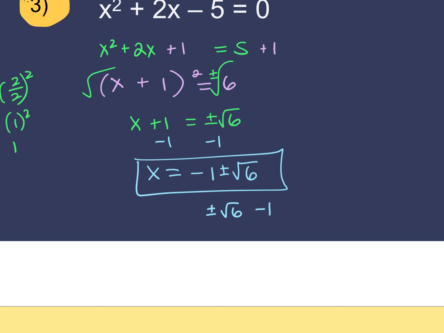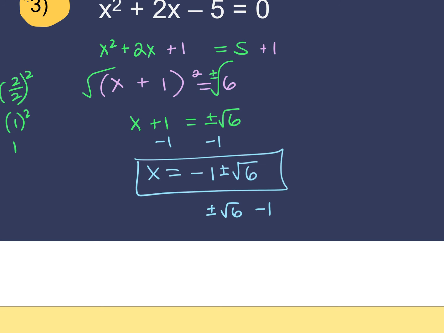For web assignment, which one should we put first? I don't think it matters, except pay attention to the smaller, larger. So the smaller would be the -1 minus square root 6, and then the larger -1 plus square root 6. Yeah, I think the answers format the same way.